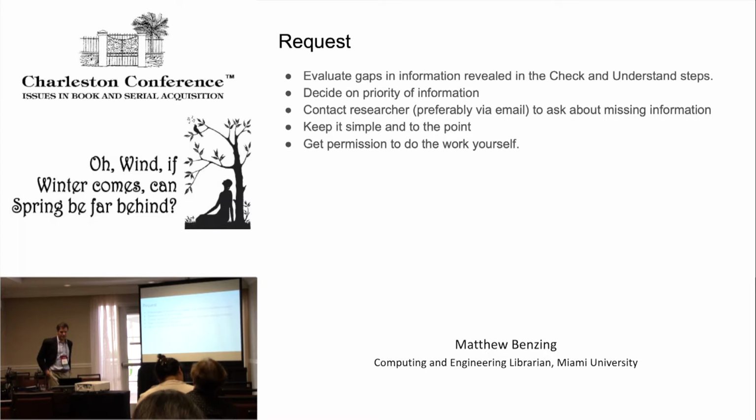Request, and again, this gets to the labor-intensive part. If there's gaps, sometimes you decide on the priority of information. Some stuff might be really important, some stuff is not quite so important. Contact the researcher, preferably via email, so you have a record of it, to ask about missing information. Keep it simple and to the point. Some people say no more than about 4 things. Identify the 4 most important things and ask about that.